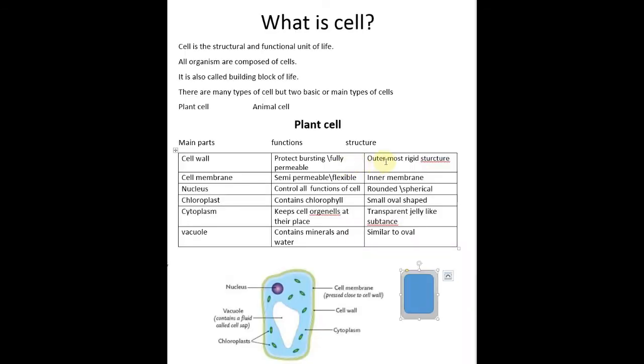The structure, it is the outermost boundary, and it is a hard, rigid structure that is made up of cellulose. Cellulose is a hard component and it is a rigid structure. That's why it protects bursting.